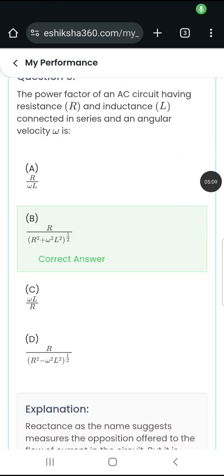The power factor of an AC circuit having resistance R and inductance L connected in series, at an angular velocity omega, is R by square root of R squared plus omega squared L squared.